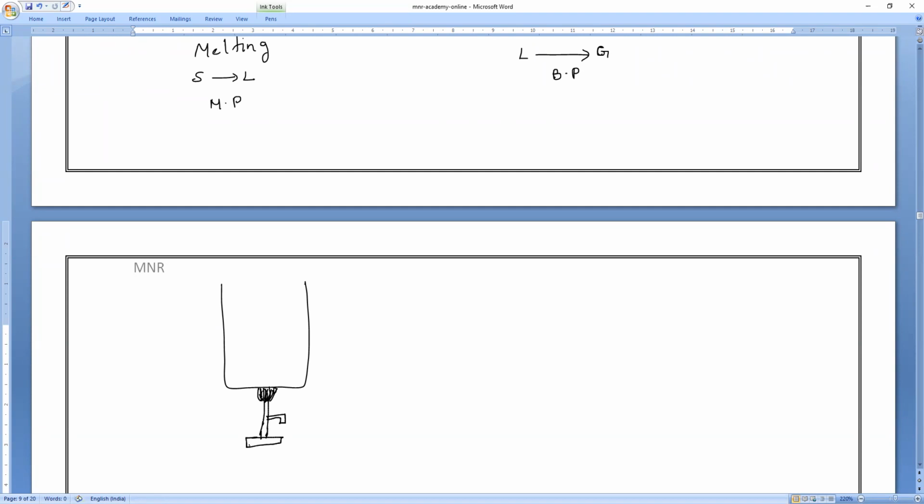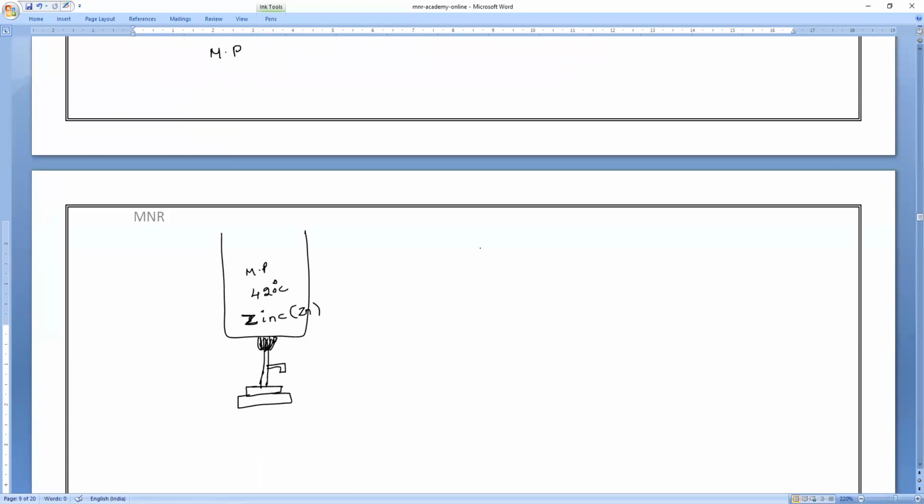Can you tell me a substance other than water? Last class I told you so many examples. Anybody? Yes. So let me take zinc, for example. Can I take zinc, everybody? What is the melting point of zinc, I have taught you? Zn. Melting point of zinc is how much? 420 degrees. Yesterday I taught you or not? Melting point of zinc, not the day before yesterday. So what is the melting point of zinc? 420 degrees Celsius.